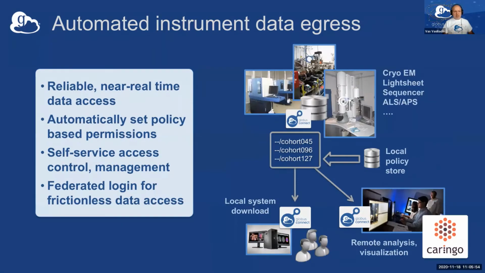And increasingly, we're seeing people using Globus as a way to get data off instruments. And this is something that is at scale very difficult to do manually. So we've got different ways to automate this process and push data out to Caringo storage, as well as other types of storage, depending on your requirements.